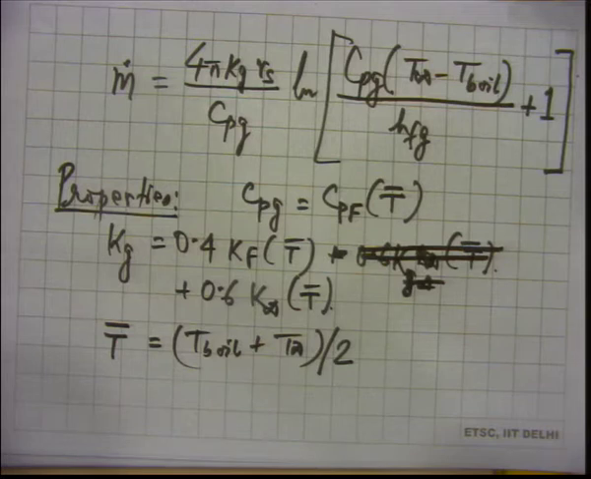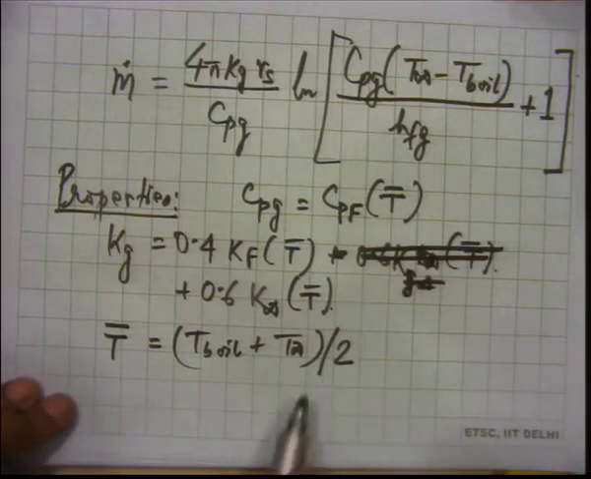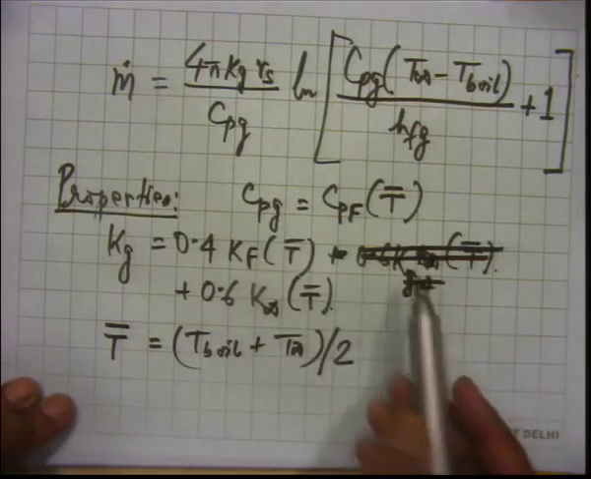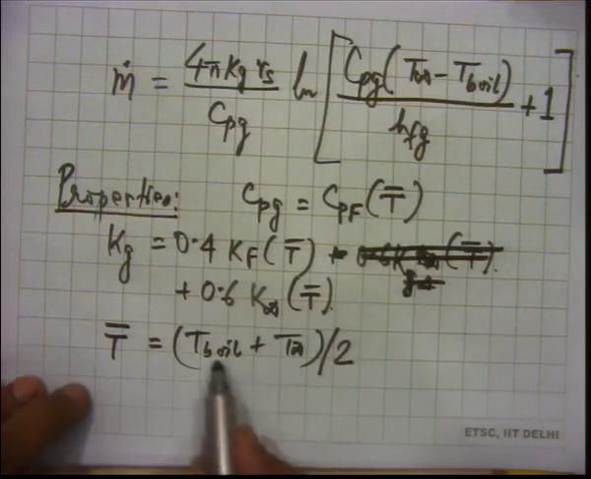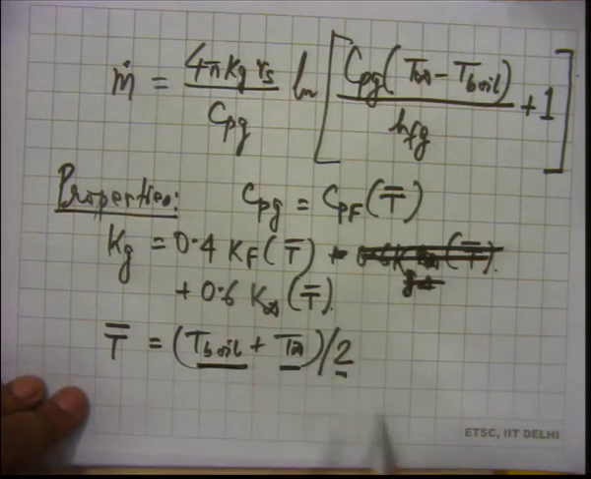Now, where does this come from? People have found that if you take these sorts of values, then you get better accuracy in predicting m dot. This I think came from a research paper by a person called Williams. That is not very important. Just need to know how we get Cp of the fuel. We evaluate it at T bar. What is T bar? T boil plus T infinity divided by 2.